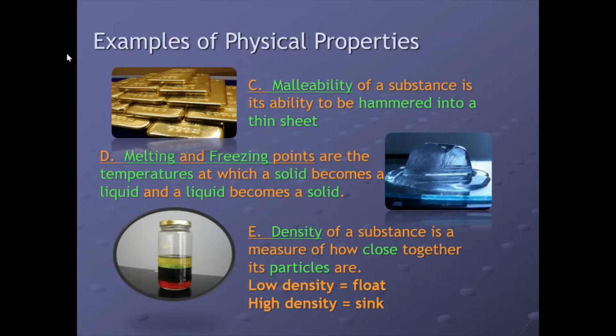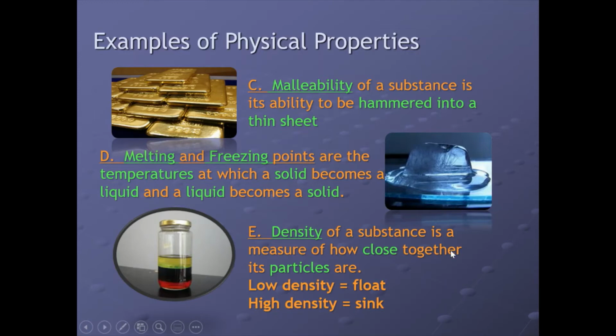And so now let's talk about a few more examples. Malleability, as I mentioned earlier, is just the ability of a substance to be hammered into a thin sheet. So gold is definitely an example of that, because of jewelry, it is shaped into pretty much any shape imaginable. Then you have melting and freezing points. These are the temperatures at which a solid becomes a liquid and a liquid becomes a solid. So with freezing and melting points, you're not changing the identity of a substance, you're just going from solid H2O to liquid H2O to gas H2O, but you're not changing the identity of the substance.